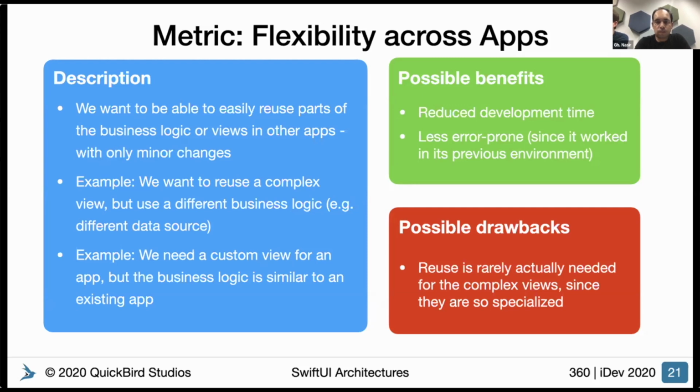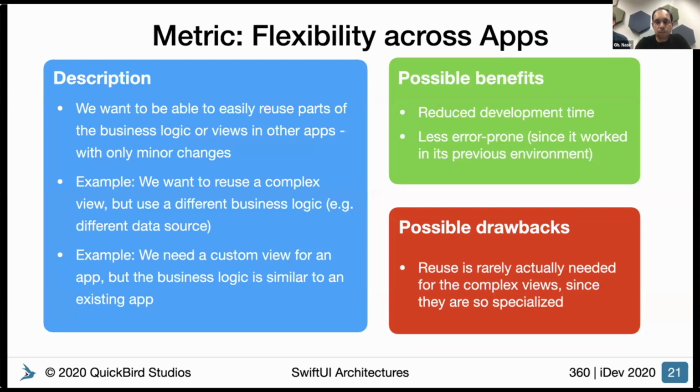For example, in case you are building quite abstract or generic views in general. From that, you get a reduced development time again, because you can easily reuse views across apps. They are less error prone because they already worked in the previous environment, so they probably work all right without much testing needed. And reuse is rarely actually needed for the complex views, since they are so specialized.